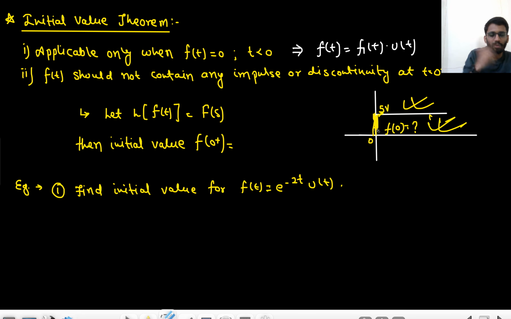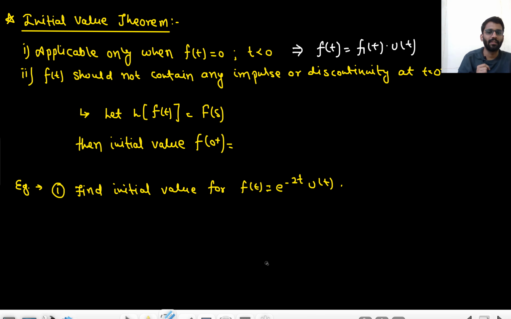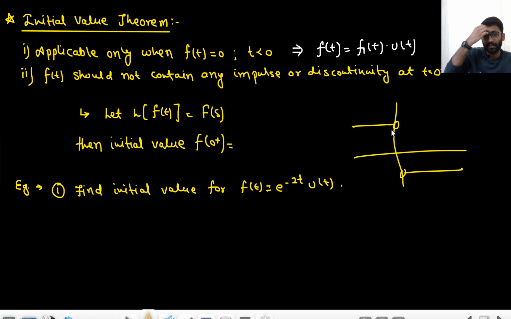This is non-differentiable, because at t equals to 0 you can't differentiate it. If you differentiate it, you will get an infinite value, that means you will get an impulse. But the theorem is applicable for non-differentiable functions, though not for discontinuous functions. Discontinuous would be the signum function, which you will study in signals and systems. It is not defined at t equals to 0, so for them you can't apply it at t equals to 0.